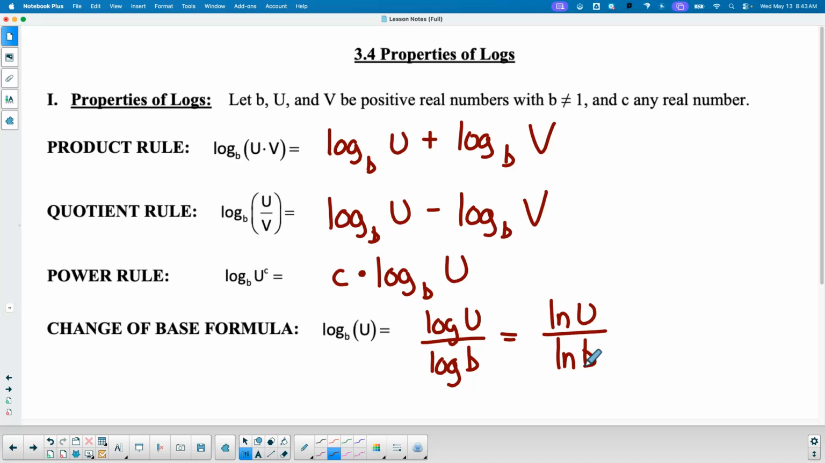Okay? And that's if we needed to solve. So like before, we had log base 5 of 100, and we didn't know what it was. If we didn't have our Inspires, we would have to use this. We would do log of 100 divided by log of 5, or natural log of 100 divided by natural log of 5. Okay? All right? So let's expand and condense.